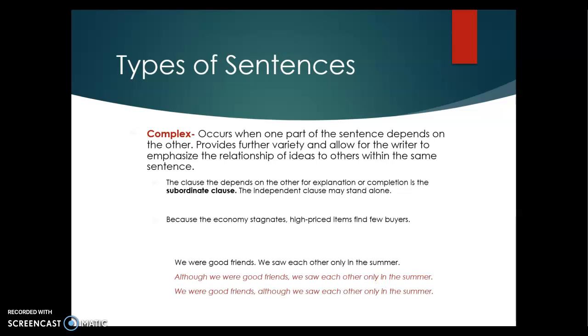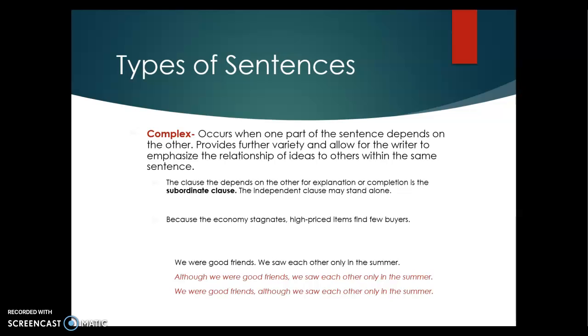We were good friends. We saw each other only in the summer. These are just two basic, simple sentences here. If we take these two simple sentences and look at a way that we can make this a little bit more complex, you can turn one of these into a subordinate clause in conjunction with a main clause to make it more sophisticated and to fuse the two together. Although we were good friends, comma, we saw each other only in the summer.